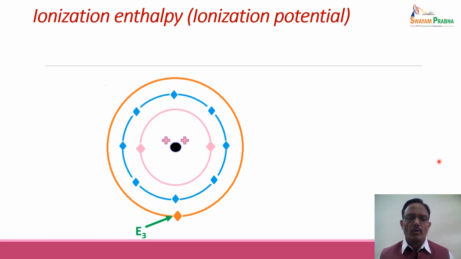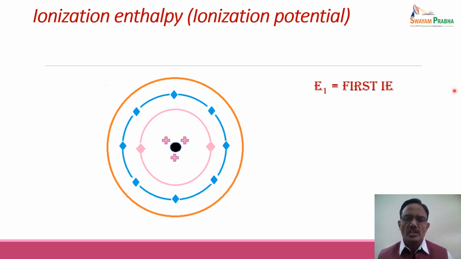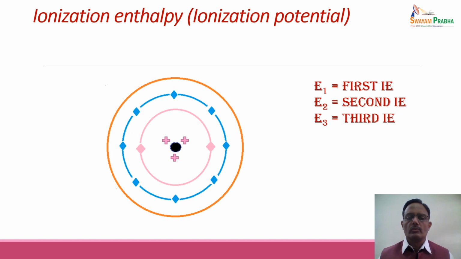I want to remove one more electron from the valence shell. So I supply an energy equal to E3. When we supply this energy, the electron absorbs this energy and is expelled out, forming a tri-positive ion. Now we have removed the electrons successively. The first electron is removed. The energy required to remove the first electron is called the first ionization enthalpy. The energy required to remove the second electron is called the second ionization enthalpy. And the energy required to remove the third electron is called the third ionization enthalpy, and so on. So we can have n number of ionization enthalpies.